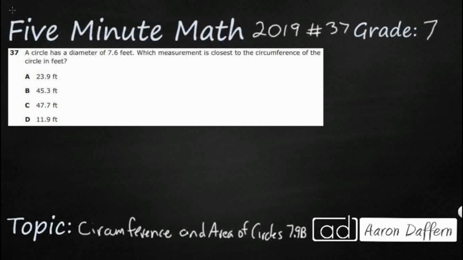So we have a circle here, simply has the diameter of 7.6 feet, and we need to find the measurement that is closest to the circumference. That's it. That's all we have, but really that's all we need.